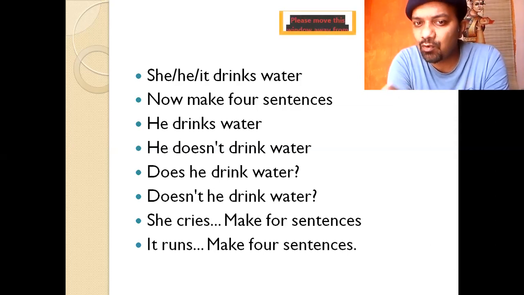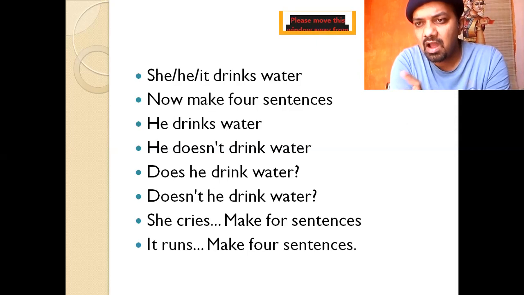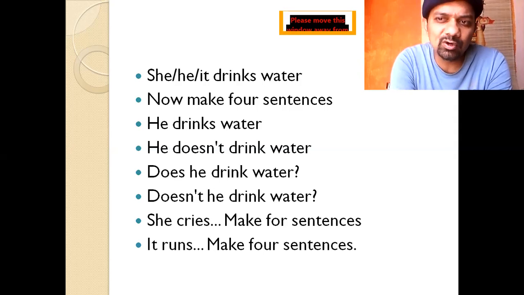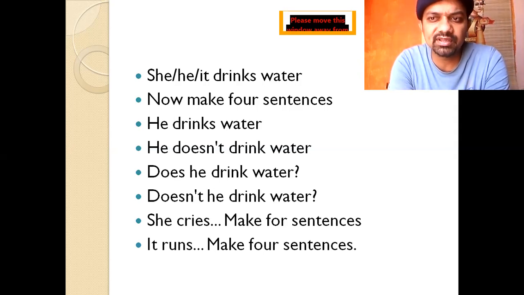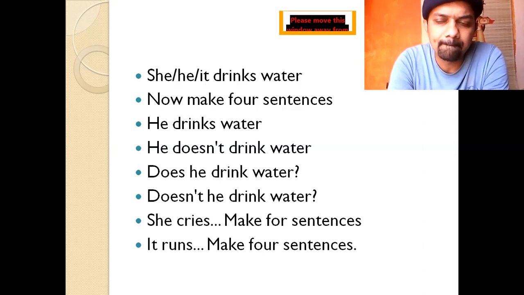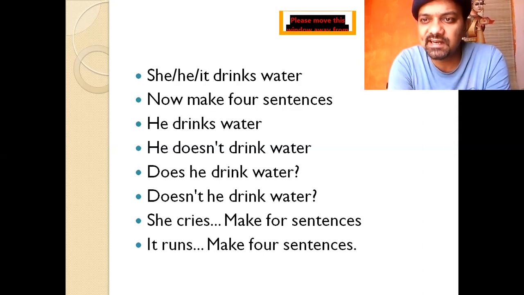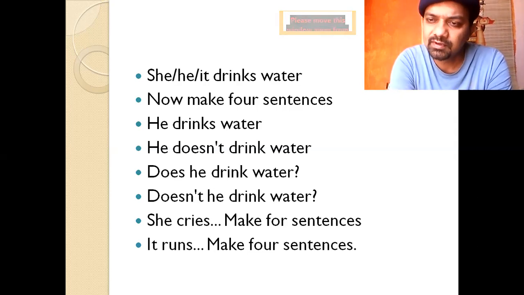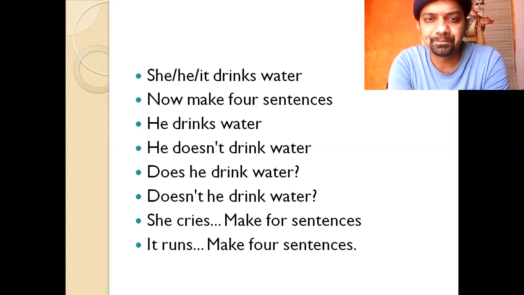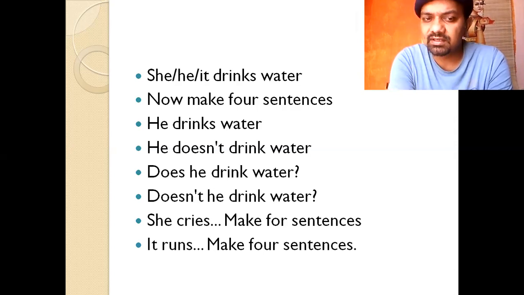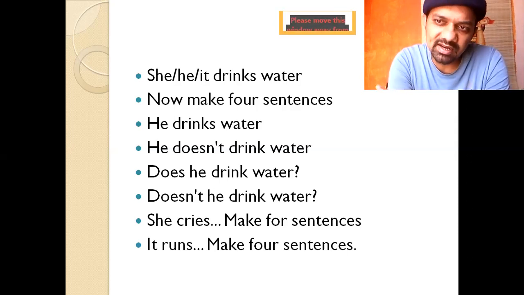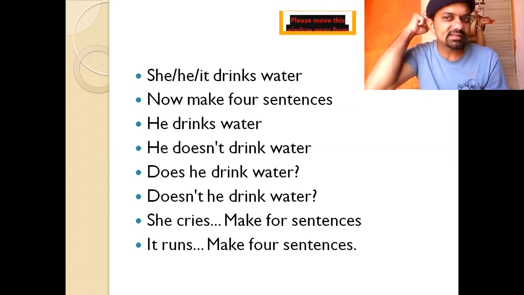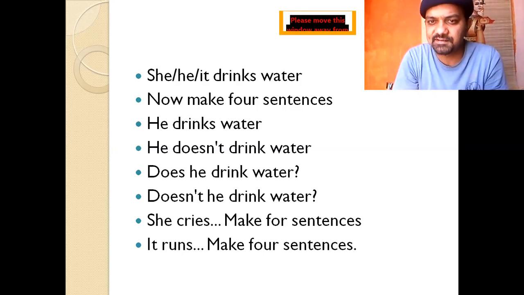He doesn't drink water. With I, we, you, they, we have used do. With he, she, it, we use does in simple present. He does not drink water. After using does not, we should not use drinks again. Just drink. Does he drink water? Interrogative. Negative interrogative: Doesn't he drink water? So when you get one sentence, you must learn to make four sentences.